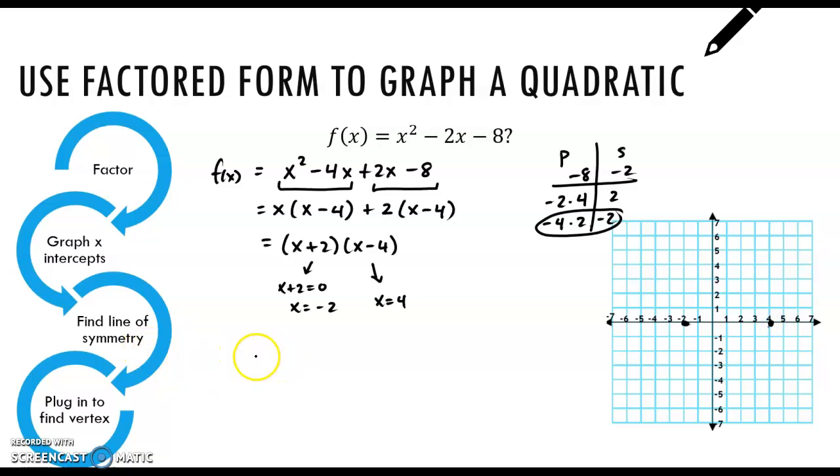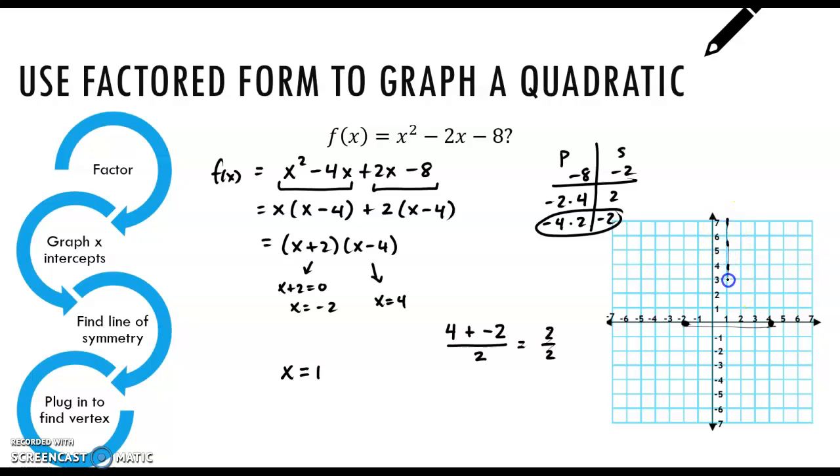Okay, the line of symmetry is going to be halfway between those 2 points. You can either find that by counting, or you can find it by taking the average of the two x-intercepts. So 4 plus negative 2 divided by 2, because that's how you average two numbers. That would be 2 divided by 2. So the line of symmetry is going to be x equals 1.